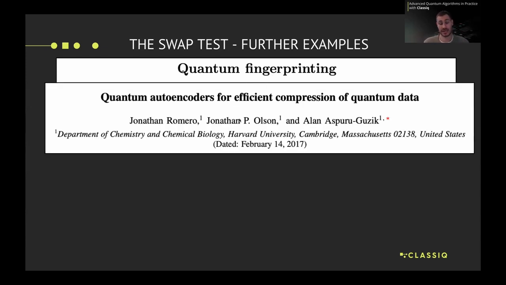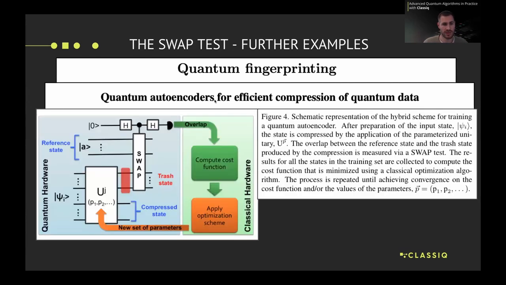And this is an example that we'll cover briefly: quantum autoencoders for efficient compression of quantum data. This is another paper, research from the field of quantum machine learning and hybrid algorithms. Now, within the paper, we can see this figure. So let's try to understand it according to the scheme that we have discussed in the previous slide.